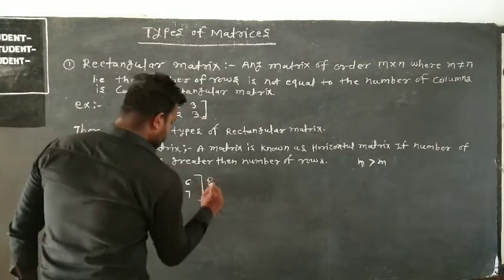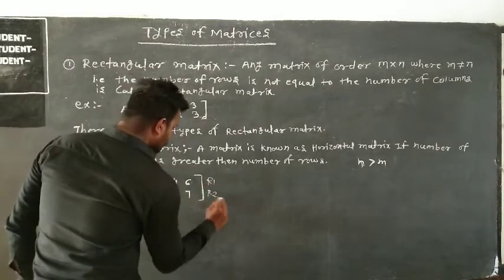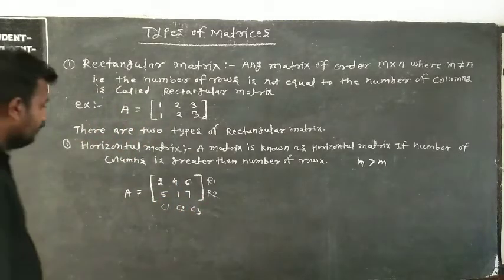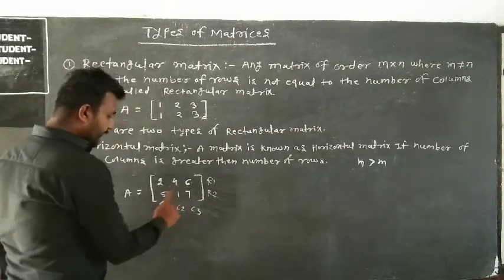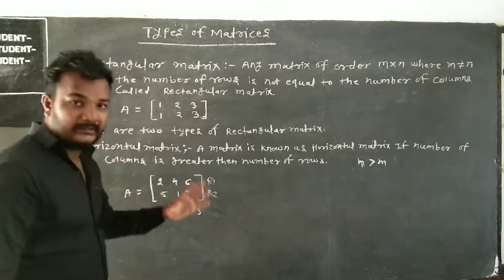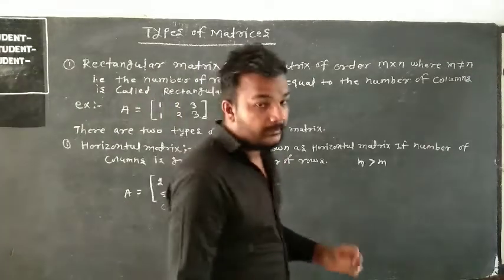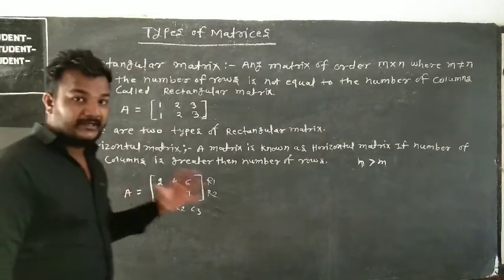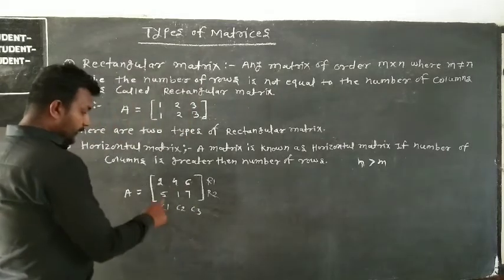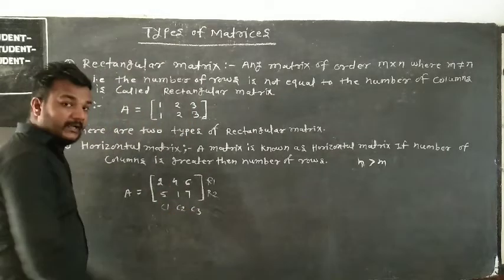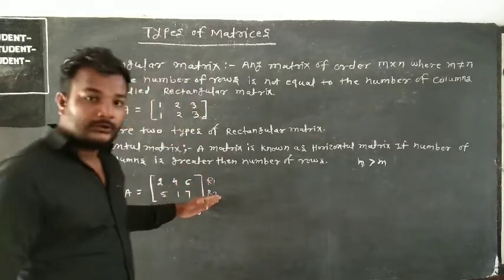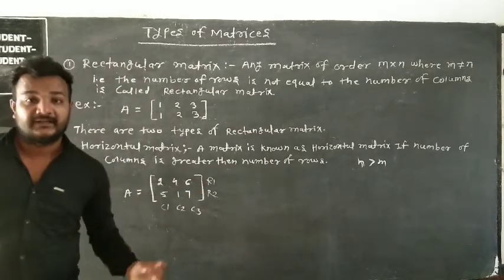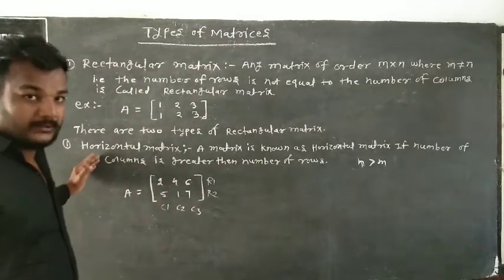Rows R1 and R2, columns C1, C2, C3. Clear? The number of rows is 1 and 2 and the number of columns is 1, 2, 3. So the number of columns is greater than the number of rows. The number of columns is 3 and the number of rows is 2. So the number of columns is greater than the number of rows, which is called a horizontal matrix.